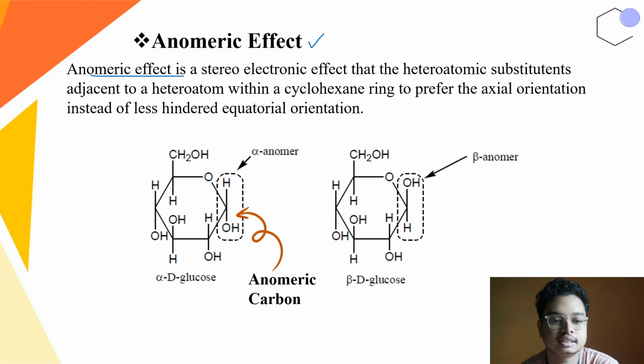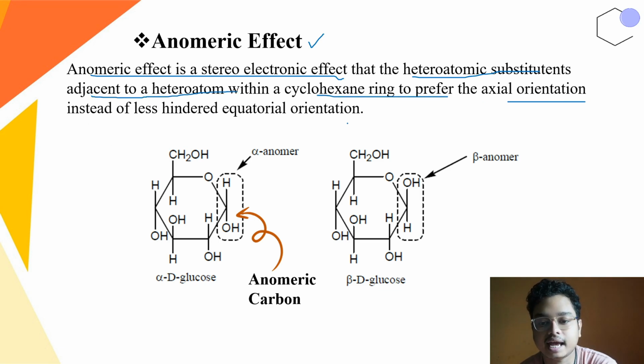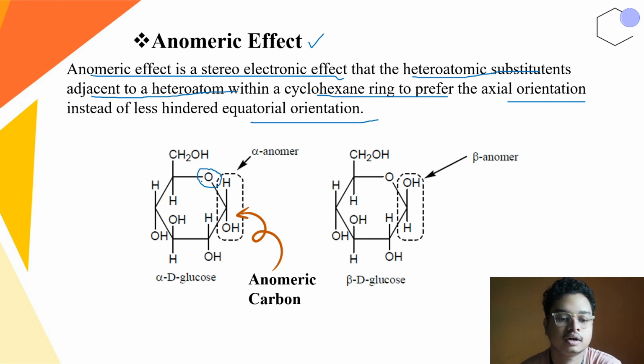The anomeric effect is a stereoelectronic effect where a heteroatomic substituent adjacent to a heteroatom within a cyclohexane ring prefers the axial orientation instead of the less hindered equatorial orientation. Like if any kind of sugar-type thing is present where the oxygen group is present, or any kind of heteroatom substituent, then its adjacent bond, we know that in the cyclohexane part, equatorial is much more stable over axial, because in the case of axial there is always a 1,3 diaxial interaction.